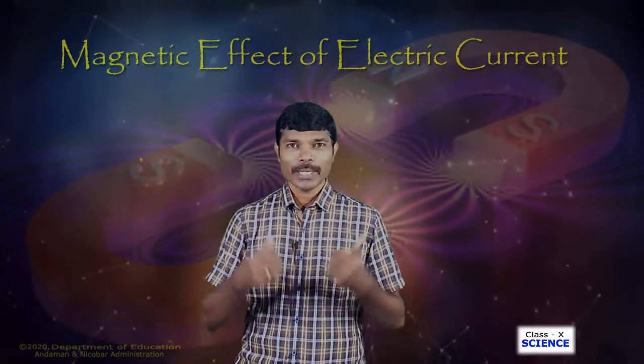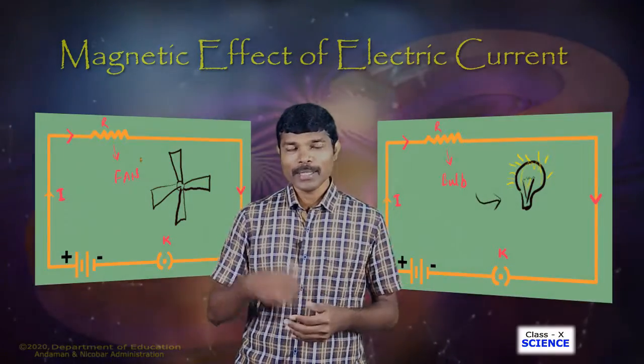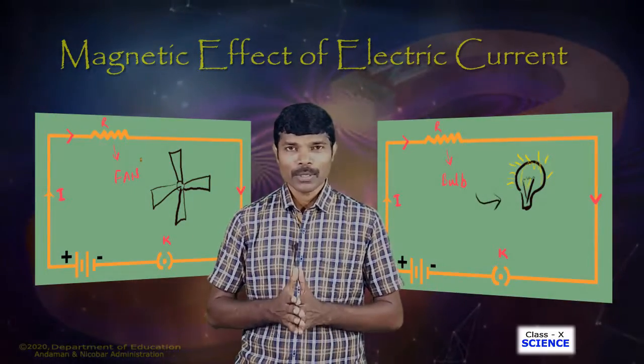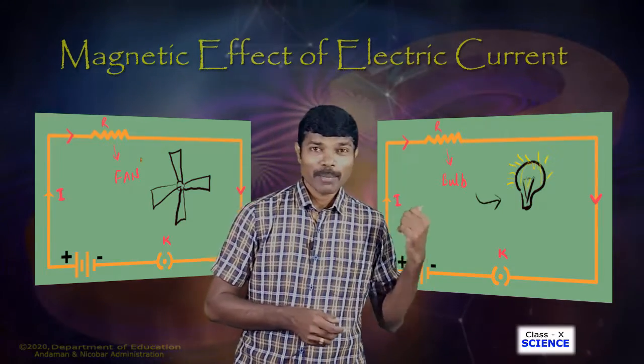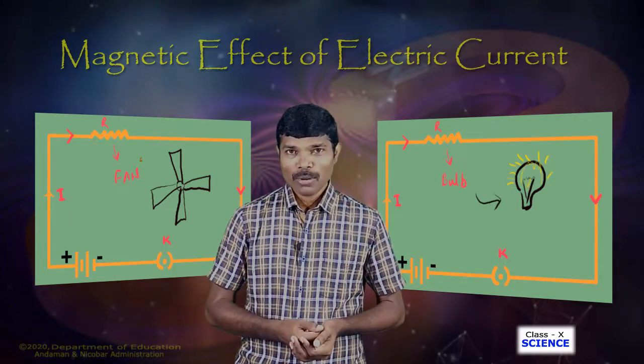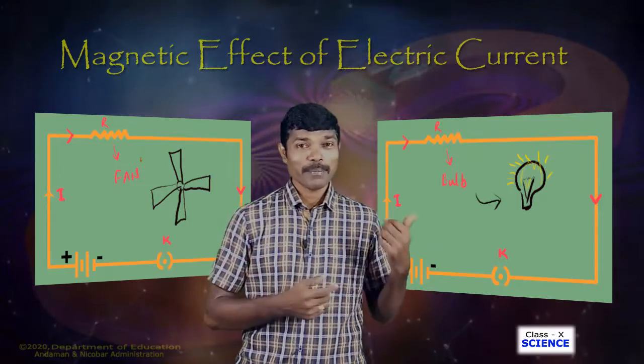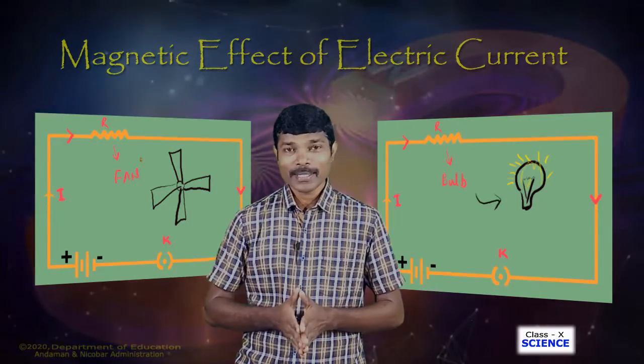Dear students, we have two circuits on either side. In one, a bulb is there and in the other, a fan. Let us suppose we put on the switch: here the bulb glows but the fan does not, and here the fan rotates but the bulb does not rotate. What could be the reason?